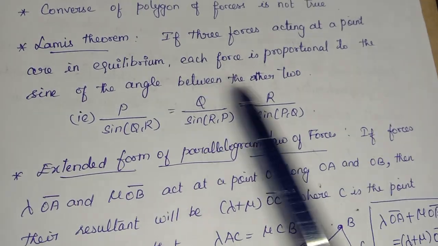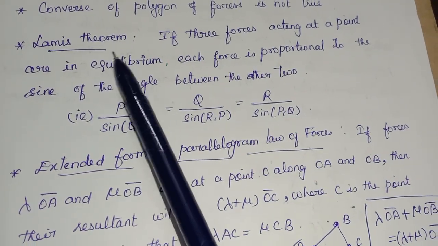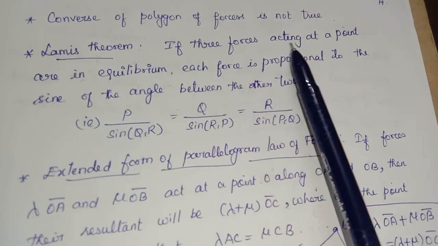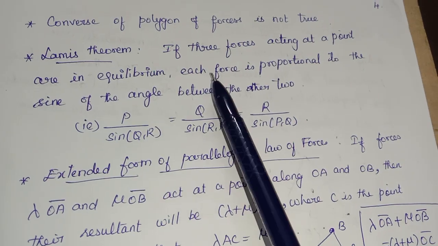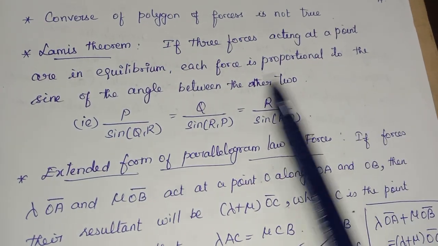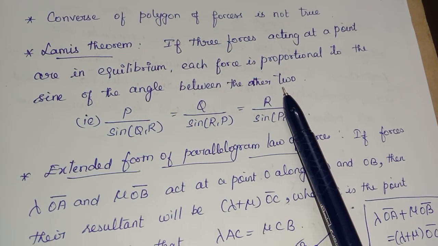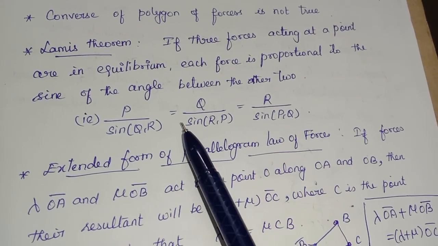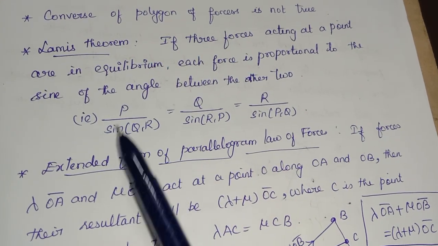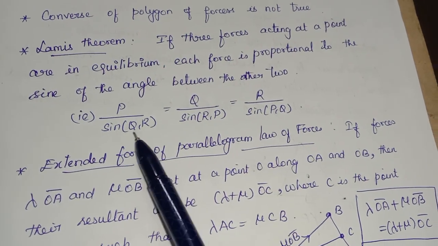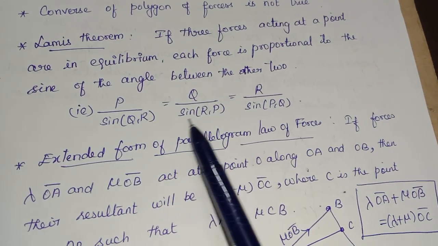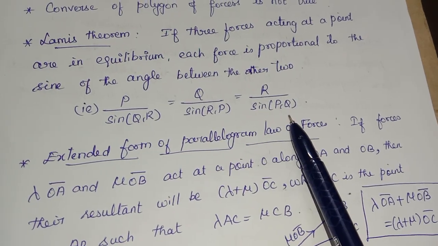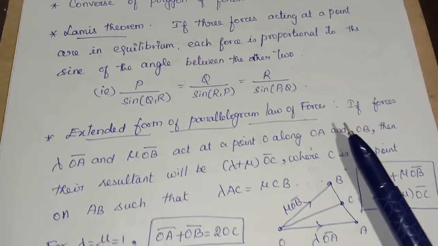Okay, the next one is Lami's theorem. This Lami's theorem is also about three forces acting at a point. Suppose three forces acting at a point are in equilibrium, then each force is proportional to the sine of the angle between the other two forces. That is, if P, Q, R are acting at a point, keeping it in equilibrium, then P is proportional to sine of the angle between Q and R, Q is proportional to sine of the angle between R and P, and R is proportional to sine of the angle between P and Q. So this is called Lami's theorem.